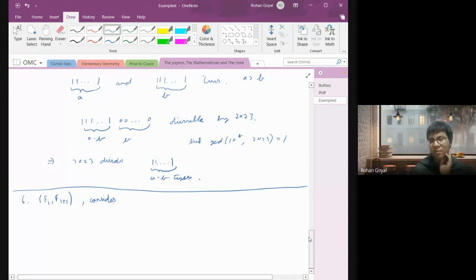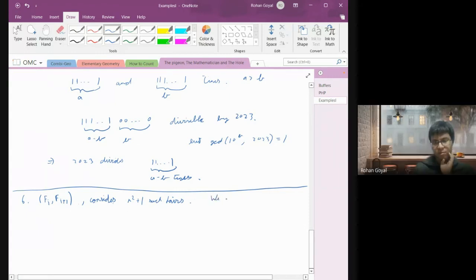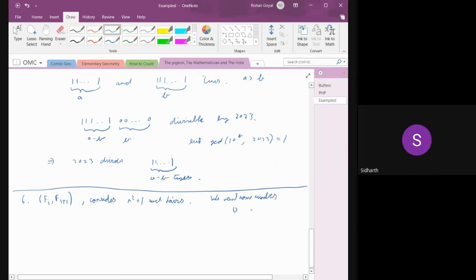You're just doing it for any mod n, right? Yeah, for any n you will find mod n, okay. The n square plus 1 version. Consider n square plus 1 such pairs. Okay. Wait, I think I was wrong. One second. We want some numbers here, mod n. No, I was wrong. I was wrong.